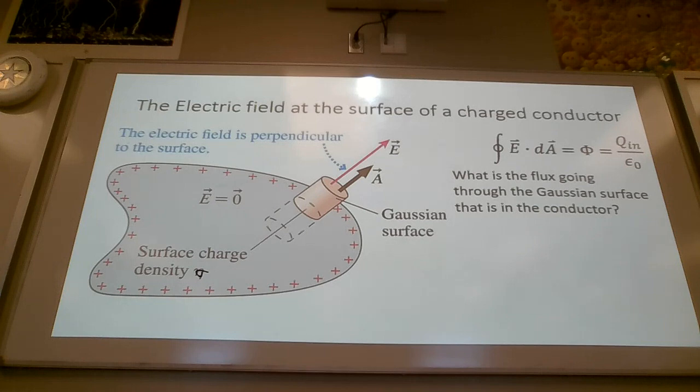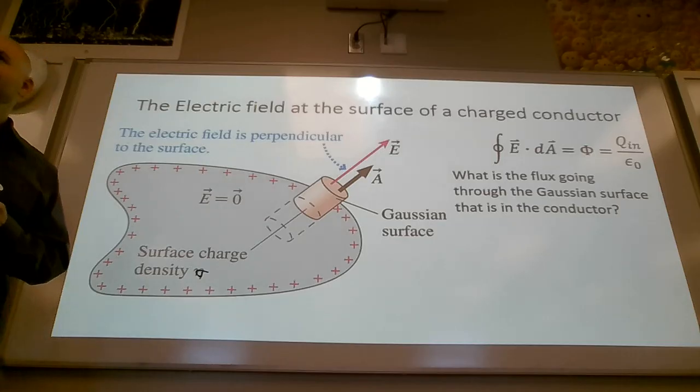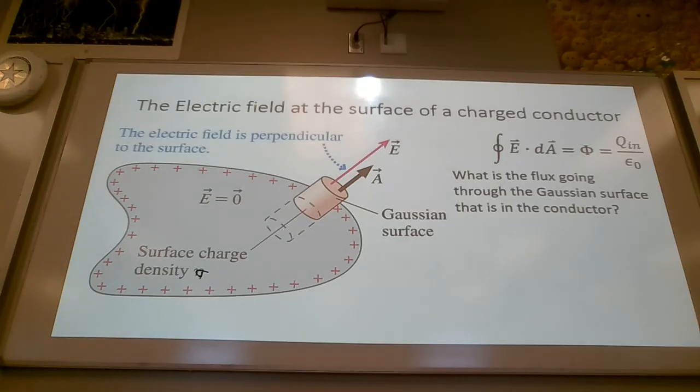See if you can set up Gauss's law. So it has a certain surface charge density. See if you can set this up with the fact that one of the ends of the Gaussian surface is on the interior part of the conductor. And just leave it in terms of A.